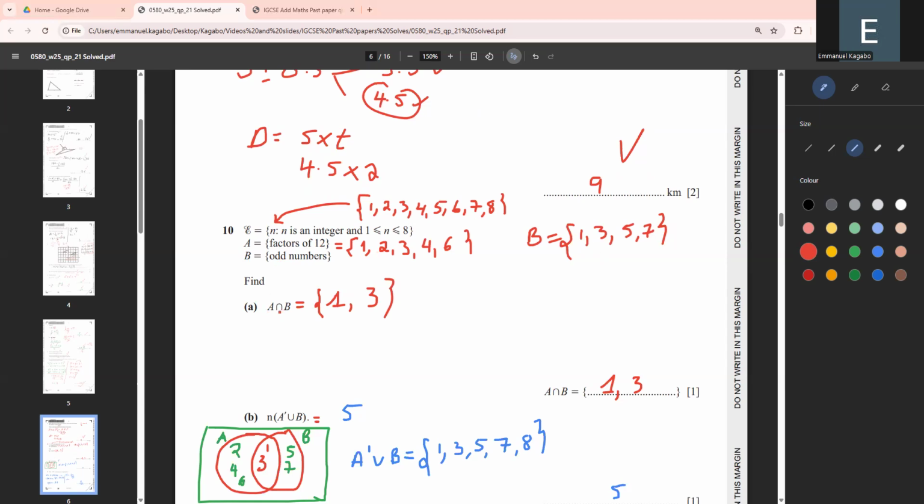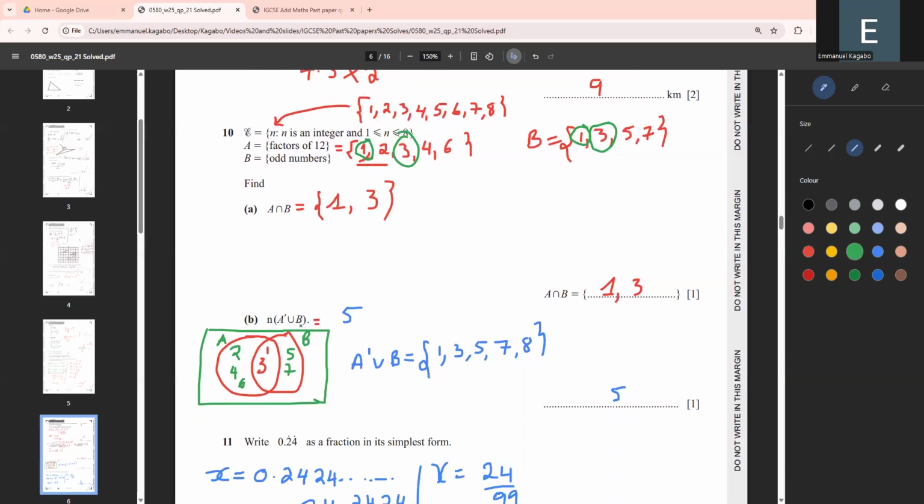And then they said find A intersection B. Find the elements that are found in both sets, those in set A and also in set B. That's what we call intersection. Oh, wow, math is very interesting. So the elements that are found in both sets are 1 and 3. You see that? Maybe I can circle that. This is the 1, and 3. Those are the ones found in both set A and set B.